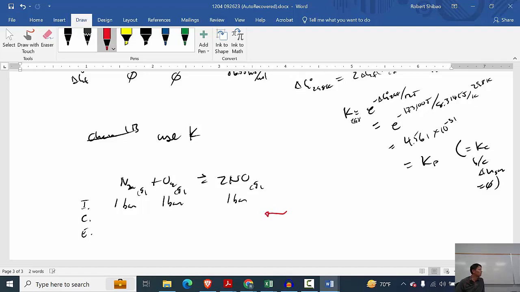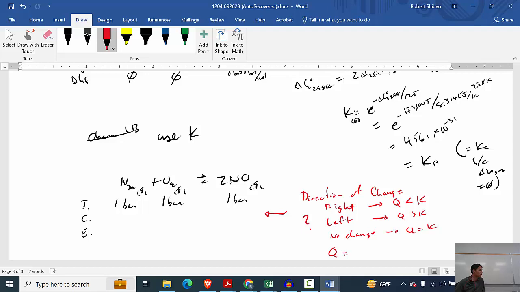And so we get the direction of reaction, or direction of change. Let's say direction of change for the reaction. Is it going to go right? Is it going to go left? Or is there going to be no change? That's our question here. It's going to go right if Q, which is our initial, is less than K. It's going to go left if Q, our initial, is greater than K. And there's going to be no change if Q is equal to K. So Q is just the initial pressures.